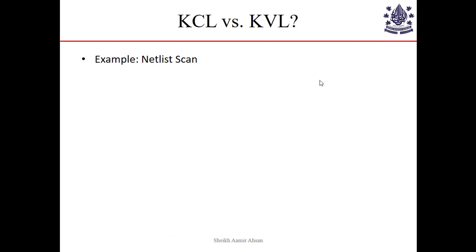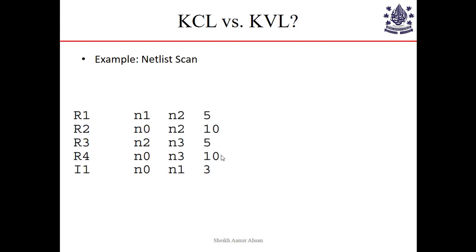Let's take a look. So it's the previous circuit schematic that we showed. For instance, this is the netlist that we have written for the circuit shown in the previous slide. So we have a resistance between node N1 and N2, and the value is 5 ohms. Similarly, we have another resistor between these two nodes with a different value, and so on and so forth. This is the netlist description of our circuit schematic in the previous slide.